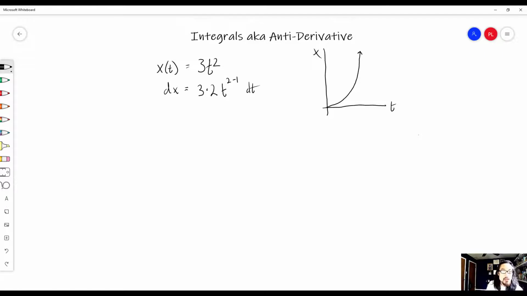If I were to clean up this step, I would get dx is equal to 3 times 2, which is 6, t to the 2 minus 1, so that is just t to the 1 power, dt. I'm going to clean this up even a little bit more. dx is 6t, t to the 1 is just t, dt. Finally, I'm going to make sure all of the tiny little changes are together. So I'm going to say dx divided by dt is equal to 6t, right? And I did that in this step by dividing both sides by dt.